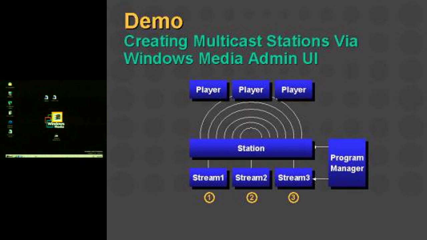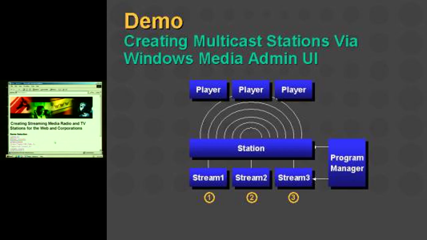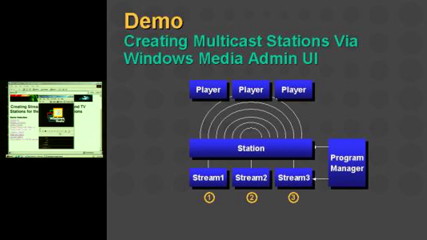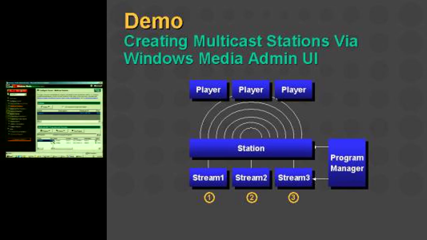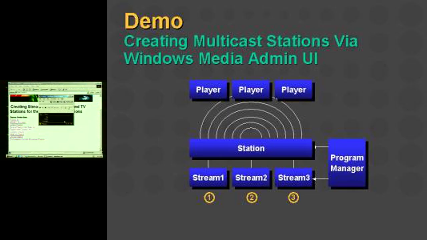If I click over to the demos again, I may have stopped it. Let me see here real quick. Cool. So now if I right click and look at statistics, it is going to be unicast.